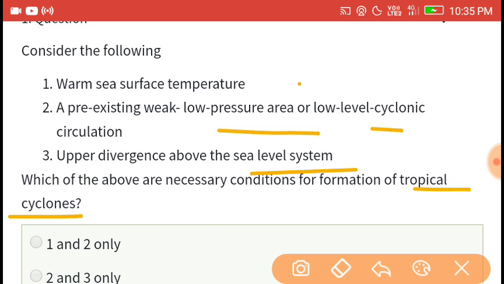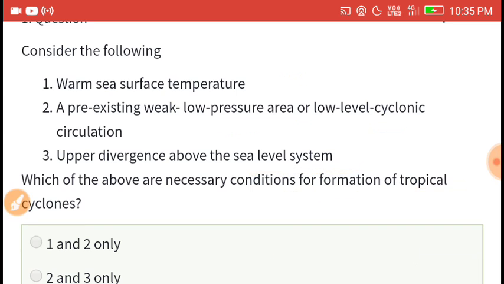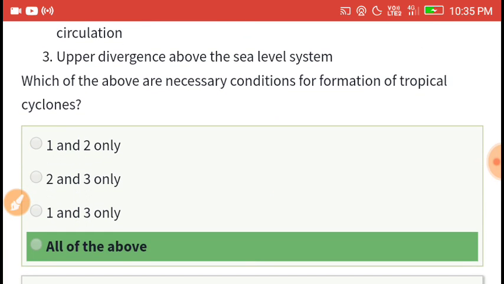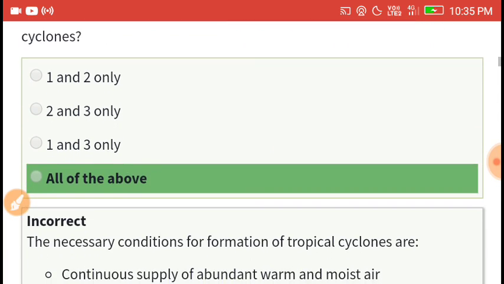So warm sea surface temperature, it is correct. Pre-existing weak low pressure area and low level cyclonic circulation and upper divergence above sea level. So which of the following are necessary conditions for the formation of tropical cyclones? All are correct. All are necessary conditions for the cyclone.